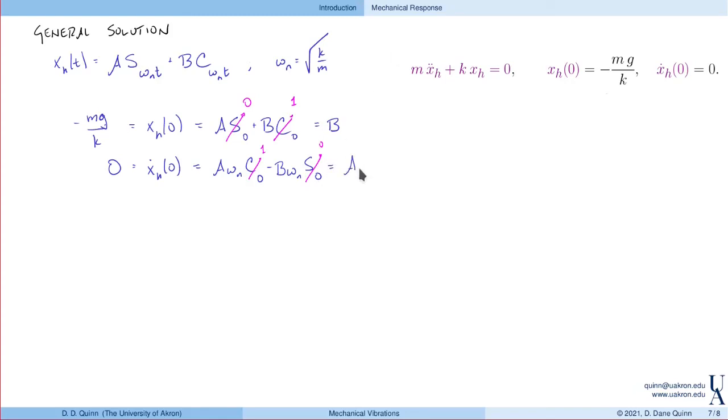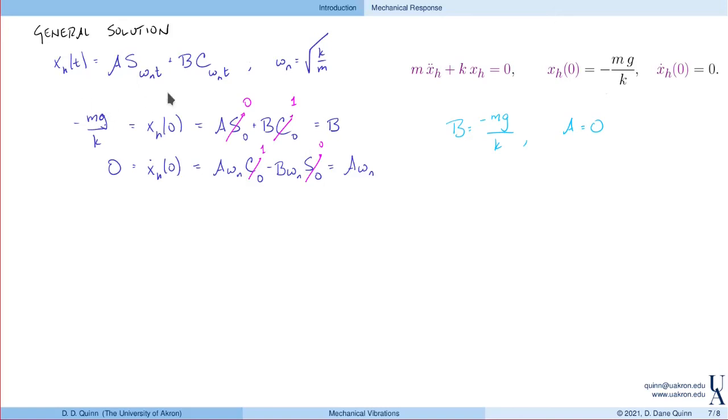So we just have a times omega n. Well, this is actually fairly easy to solve. B is equal to minus mg over k, and from here, a is equal to 0. In general, each of these equations may have an a and a b in it. Just so happens with an undamped system like we have here, these things split apart.